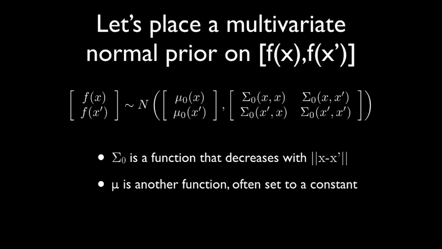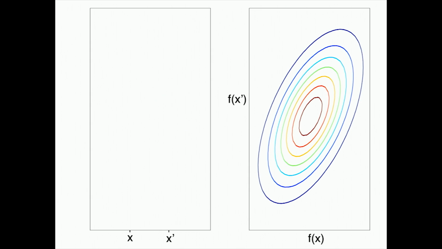But what I'm going to do is I'm just going to evaluate that function sigma 0 at every pair of points, x and x prime, and x and x prime, and x prime, x prime. And there's going to need to be certain regularity conditions which are imposed on sigma 0 in order to make this a covariance matrix. In particular, it's going to need to be a semi-definite function.